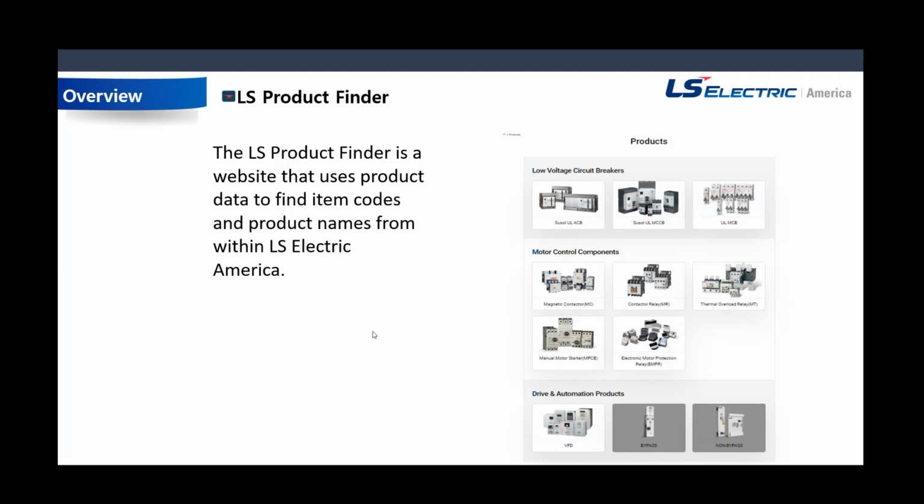The LS Product Finder is a website that uses criteria to find item codes and information like prices and product descriptions from within LS Electric America. As you can see on the right-hand side, I've got a list of our products, or the categories, and I've broken them down into low voltage circuit breakers, motor control components, and then drive and automation products. And we'll dive a little bit deeper into those as we go on.